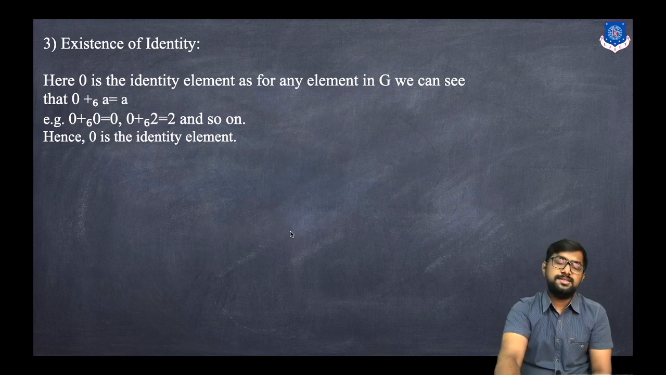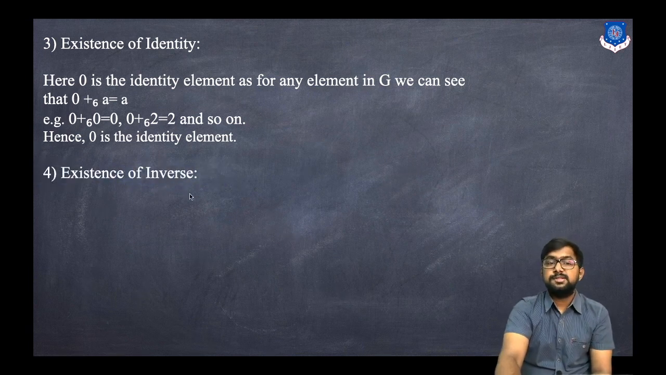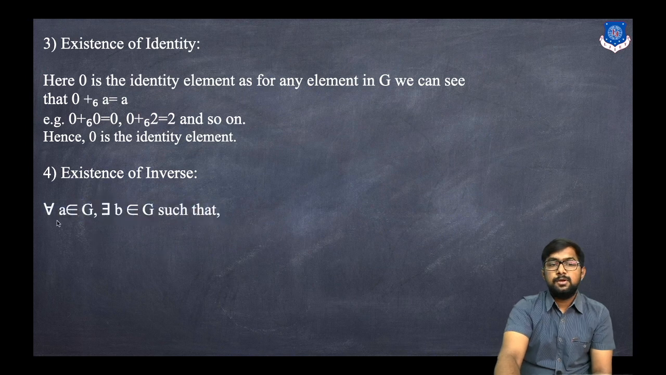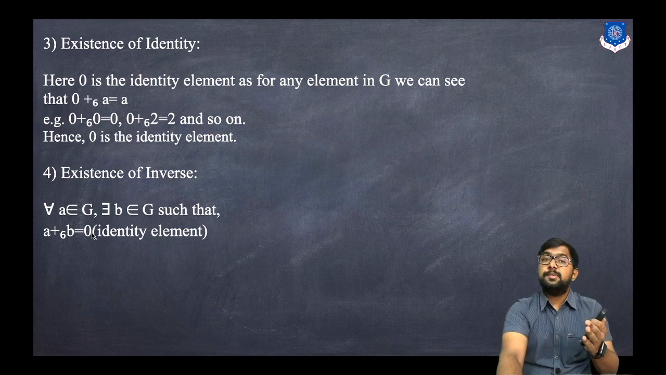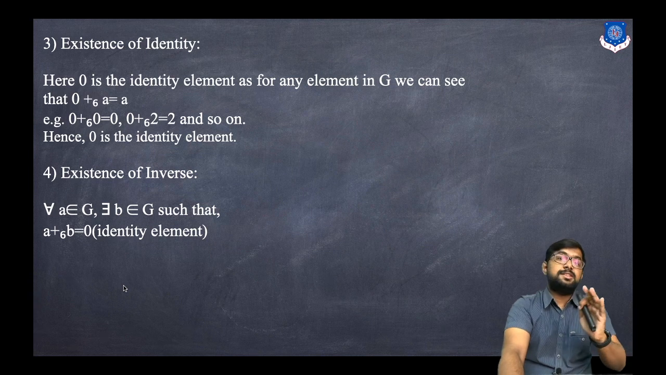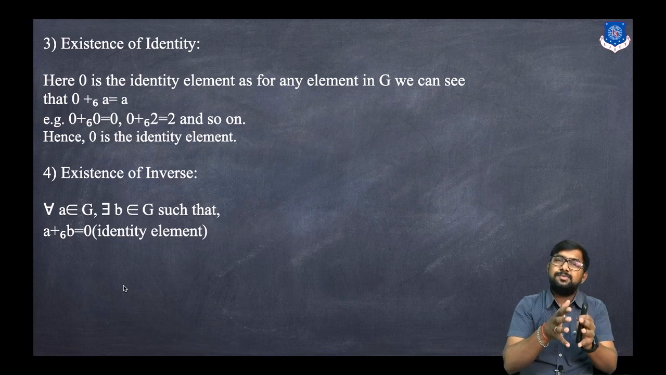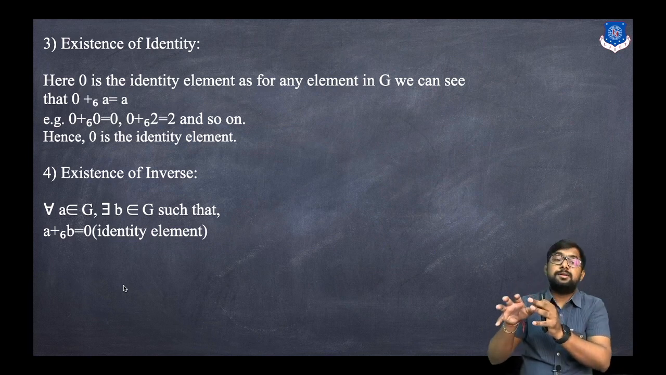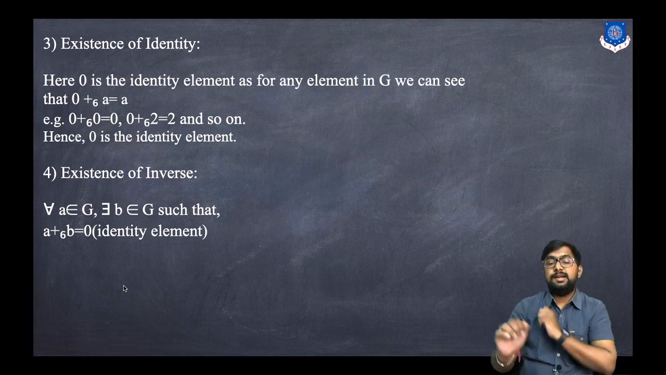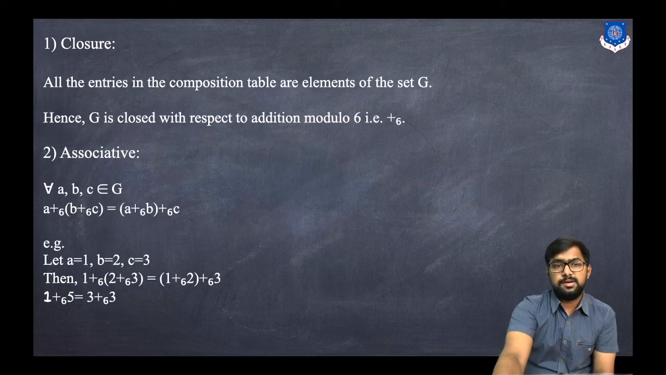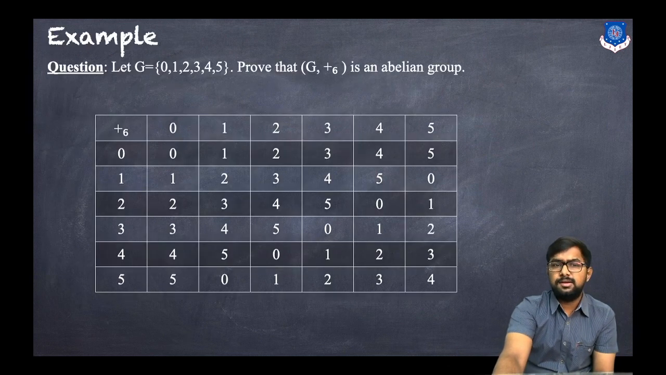Now for existence of inverse. For every a belonging to G, there exists b belonging to G such that a +6 b equals the identity element. We have the identity element as 0. So we need to find b such that the element plus b under addition modulo 6 gives the identity element, and that b is the inverse element. So consider the table itself. From the table we'll get the answer.